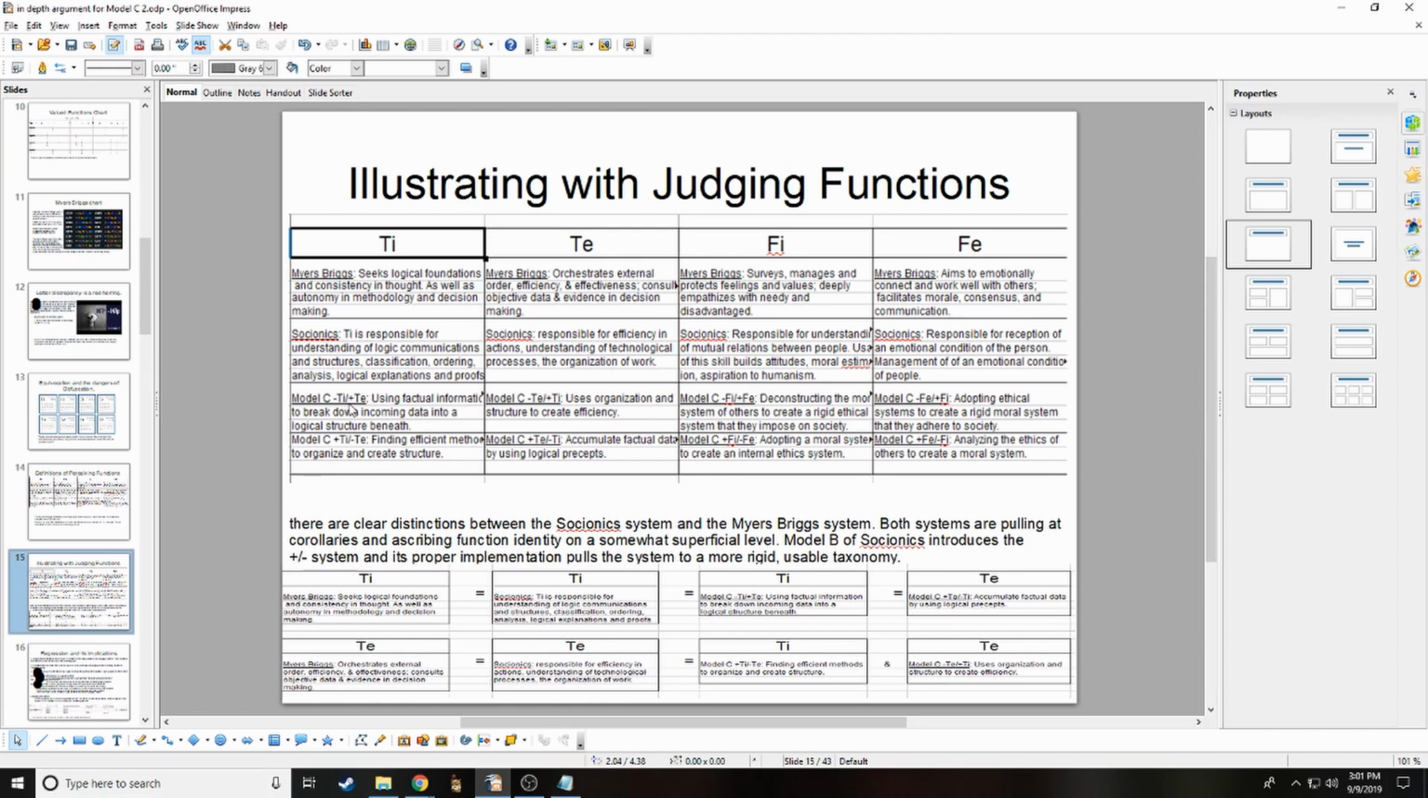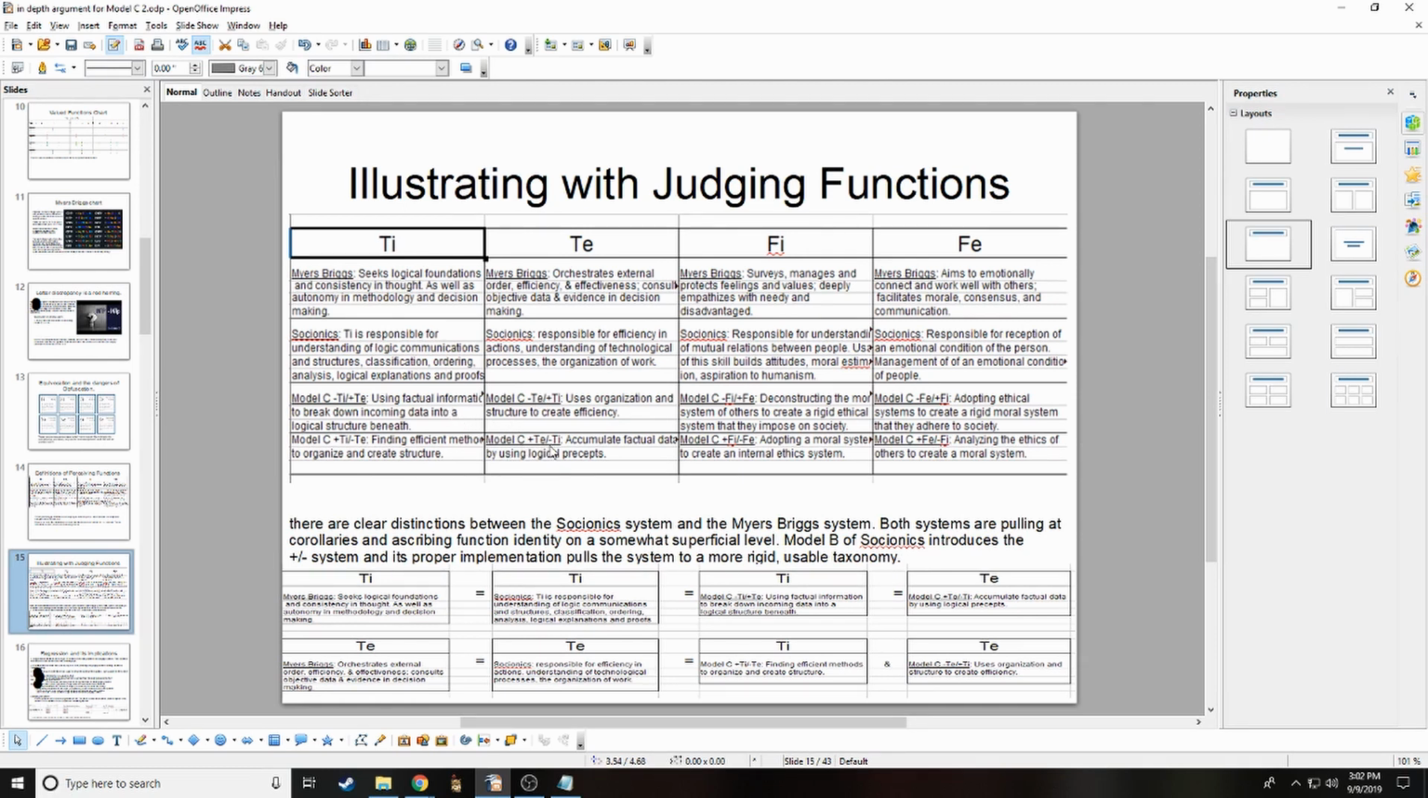So I say Model C, the model I'm working on, is using factual information to break down incoming data into a logical structure underneath. Model C, negative Te, positive Ti, uses organization and structure to create efficiency. The positive Ti for Model C is finding efficient methods to organize and create structure. So it's effectively the inverse of this. And this is going to be the inverse of this.